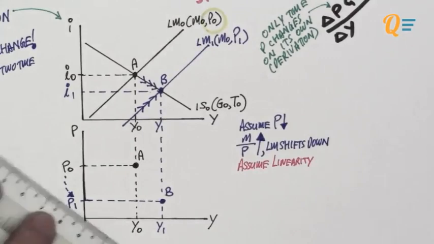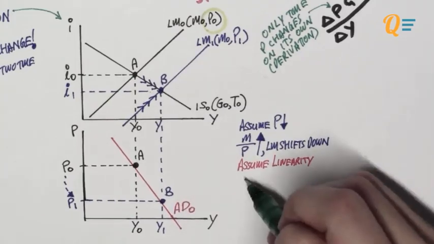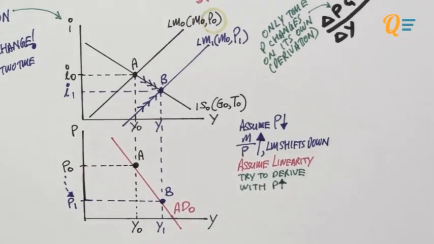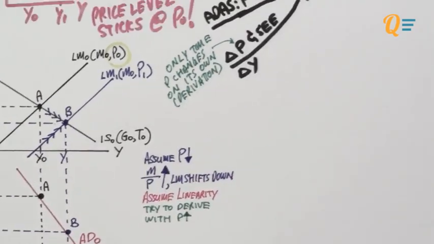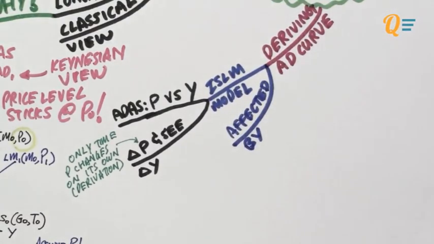What you're going to do next is to assume linearity and combine points A and B, and that is going to give you your aggregate demand curve. As you can see, it's really easy. I want you to try it by yourself. Try to derive the aggregate demand curve with the price level increasing instead of decreasing. Okay, awesome.